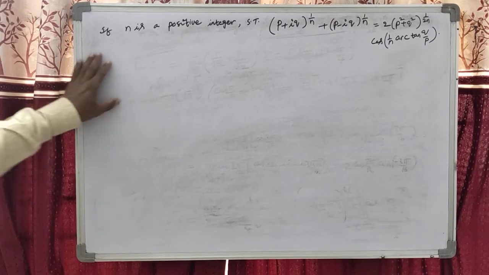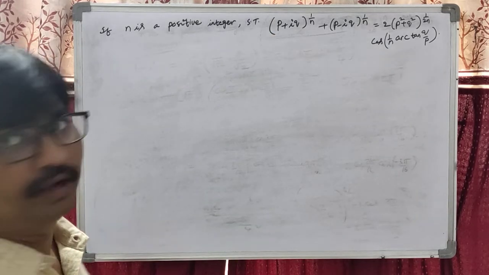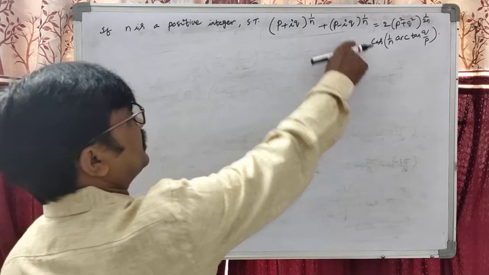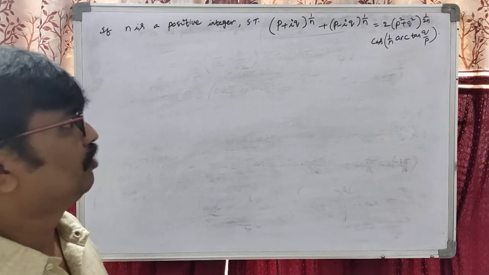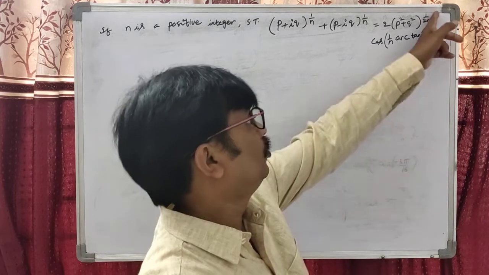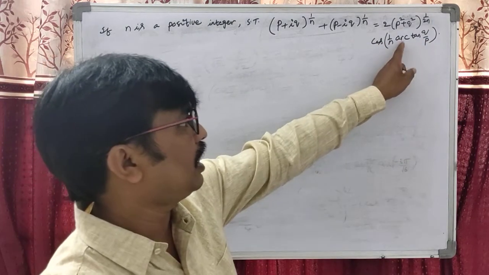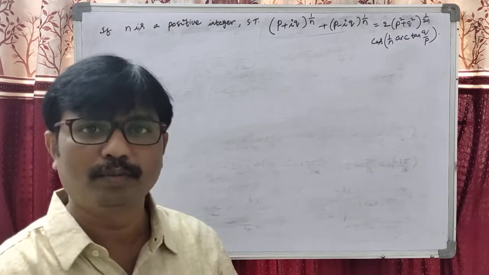If n is a positive integer, then (p + iq)^n + (p − iq)^n equals, students, 2 (p² + q²)^(n/2) cos(nθ), where θ = tan⁻¹(q/p).